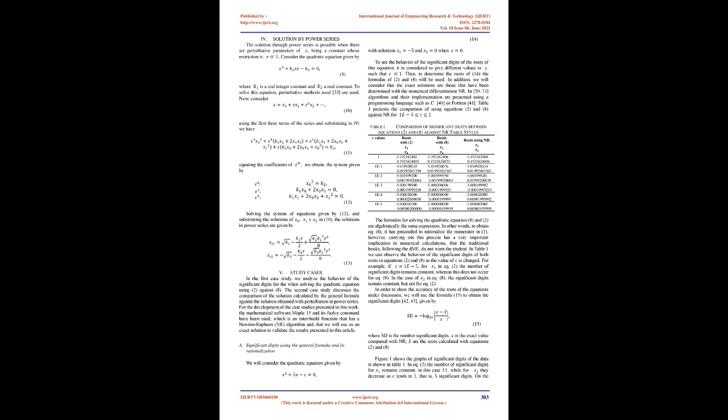A. Significant digits using the general formula and its rationalization. We will consider the quadratic equation given by x squared plus b x plus 5 equals 0, equation 14, with solutions x1 equals minus b and x2 equals 0 when epsilon equals 0. To see the behavior of the significant digits of the roots of this equation, it is considered to give different values to epsilon, such that epsilon is much smaller than 1. Then, to determine the roots of 14, the formulas of 2 and 8 will be used. In addition, we will consider that the exact solutions are those that have been determined with the numerical method NR. In 31 algorithms and their implementation are presented using a programming language such as C or Fortran.